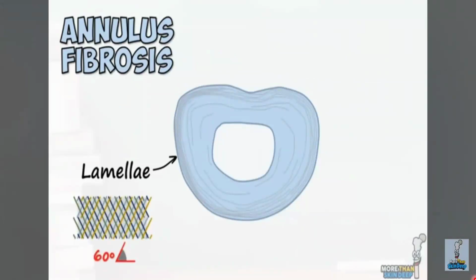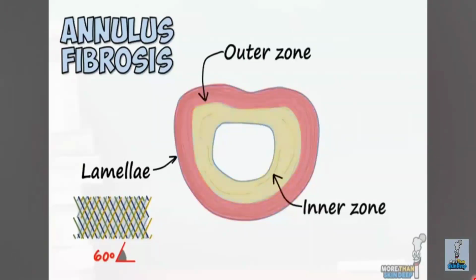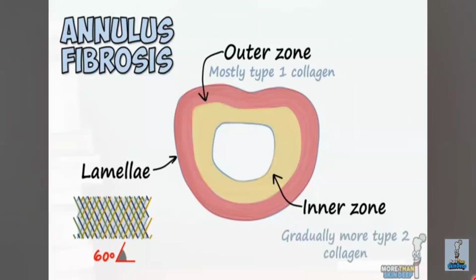Between these lamellae are glycoproteins, proteoglycans, and elastin fibers, which trap water and help the disc return to a normal shape after being stretched. You can further subdivide the annulus into an outer and inner portion, with the outer containing mostly type 1 collagen and the inner containing increasingly greater proportions of type 2 collagen as you move towards the center. Anatomists will sometimes refer to the inner annulus as the transition zone, as it gradually transitions into the nucleus.